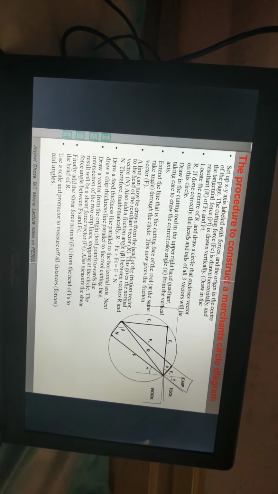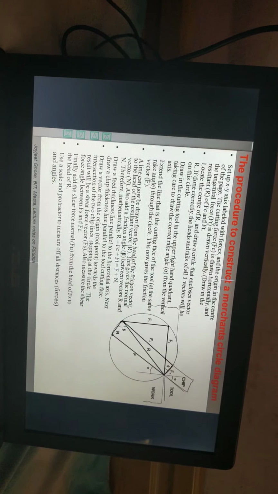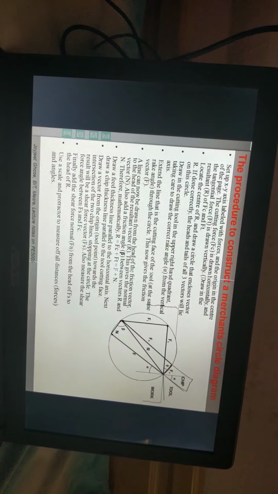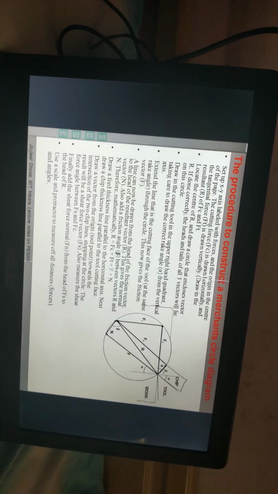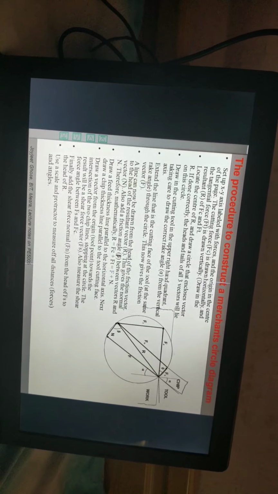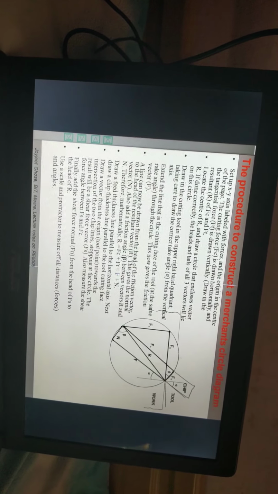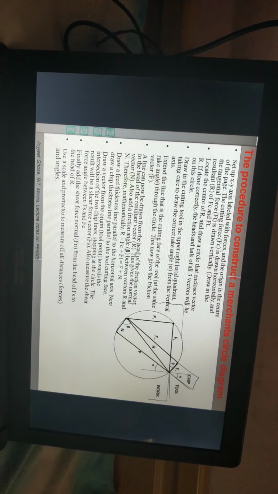Draw a feed thickness line parallel to the horizontal axis. Next, draw a chip thickness line parallel to the tool cutting face. Draw a vector from the origin of the tool point towards the intersection of two chip lines. This is the chip line you have to draw.